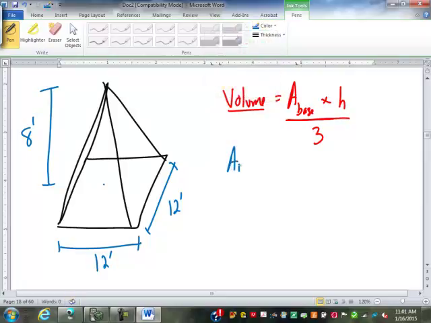So let's find the volume here. Let's look at the area of the base, which is just 12 feet by 12 feet, otherwise known as 144 square feet.